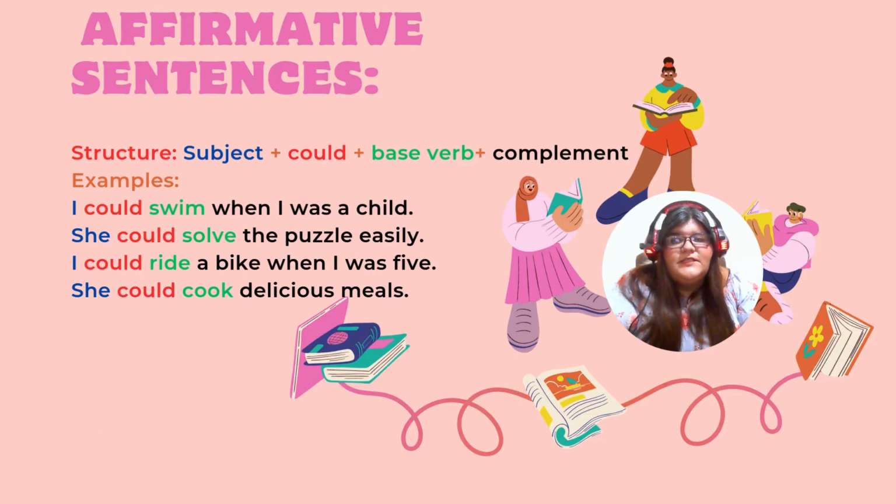So now, guys, let's see the grammar structures to formulate sentences. In the case of affirmative sentences, we will use subject plus the modal verb could, then the base form of the verb, and then the complement. For example, I could swim when I was a child. She could solve the puzzle easily. I could ride a bike when I was 5. She could cook delicious meals.